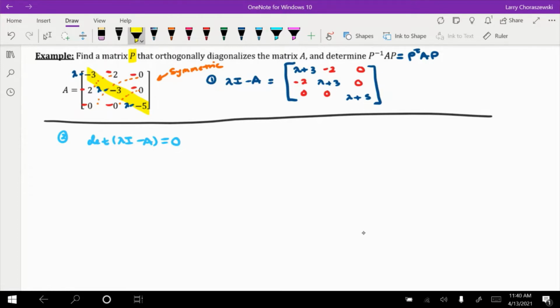And I'm going to go with row 3 for this cofactor expansion, which means we'll have to write out lambda plus 5. I'll put it in parentheses. And this is going to go in front of the 2 by 2 submatrix, which is formed by getting rid of row 3 and column 3. So we're going to have these 4 as our entries inside of the determinant bars.